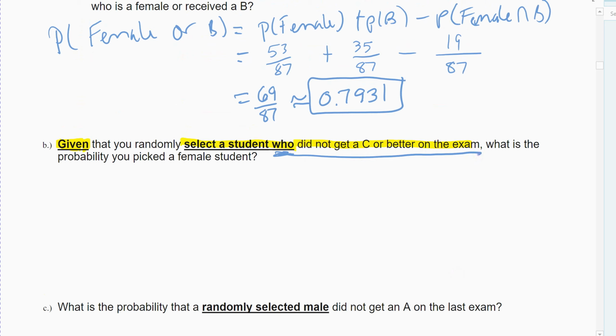I'm not selecting all possible students anymore. Not all of my students could be selected. Only those students who did not get a C or better in the exam. So if they didn't get a C or better, so that'd be a C, B, or A, so who got a D or F, right? Those would be the group. If I'm only looking at the students with a D or F, what's the chance, if I select one of them, I get a female student? So conditional.